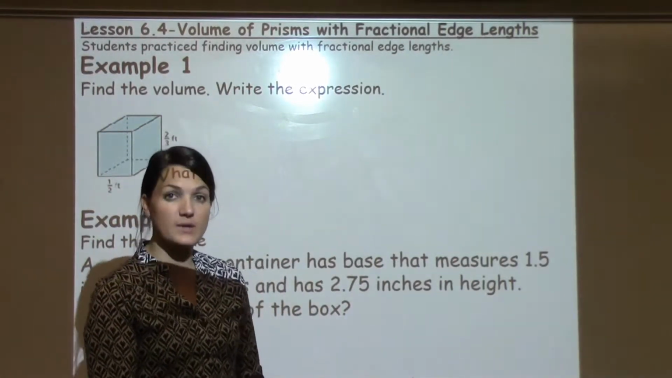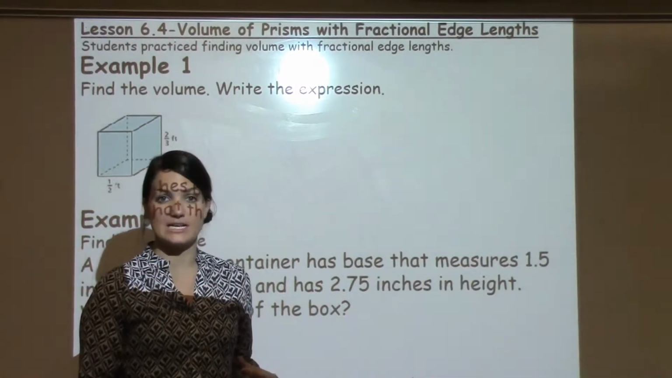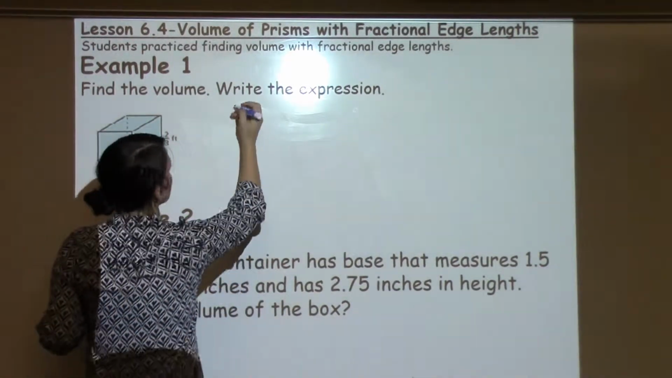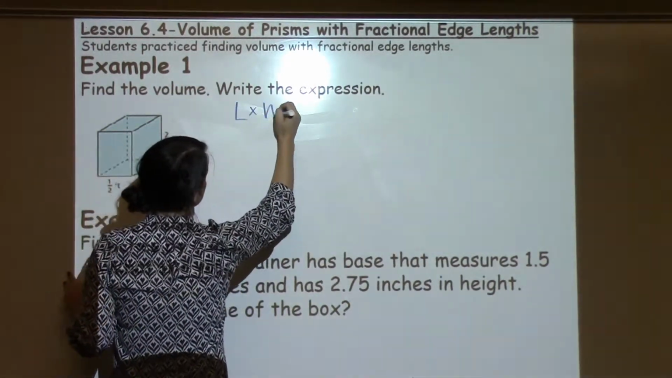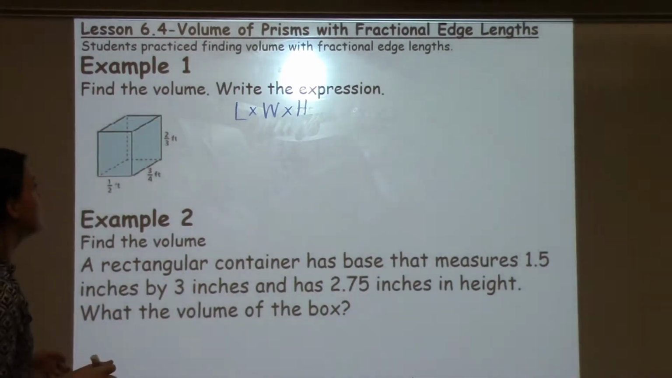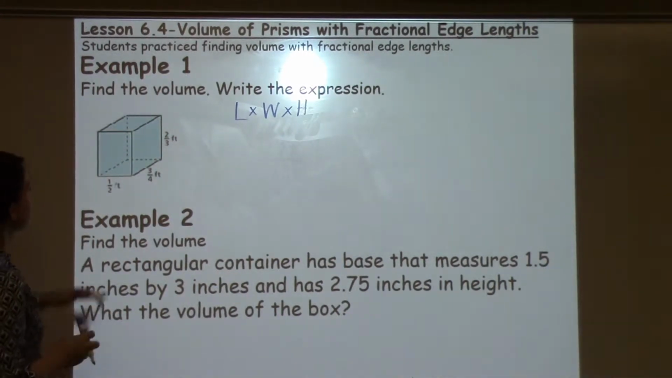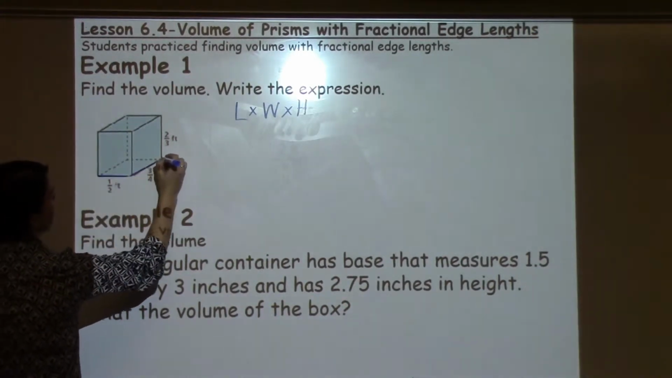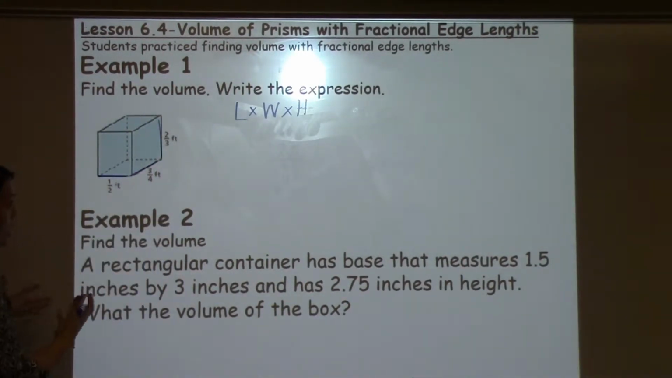Today students continue to work with volume with different fractions and decimals. So let's take a look at the first example. It says find the volume and write the expression. Well, we know that length times width times height is our expression or our formula for finding volume. So then we're going to analyze our figure and we see that the length, the width, and the height are all there for us. So we just need to line those up within the formula.